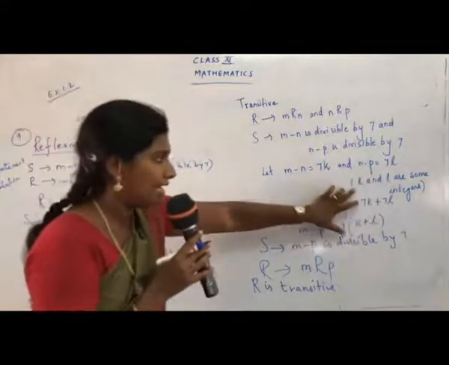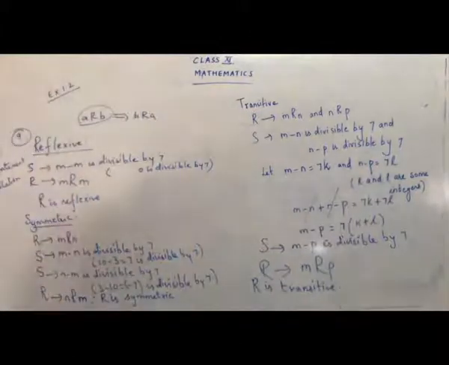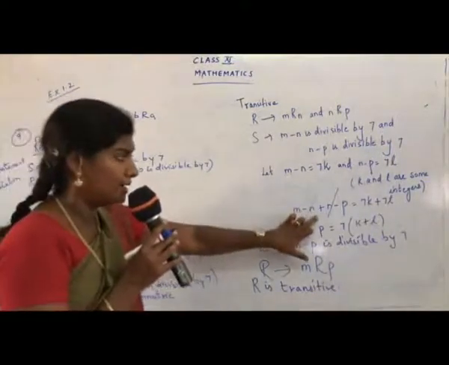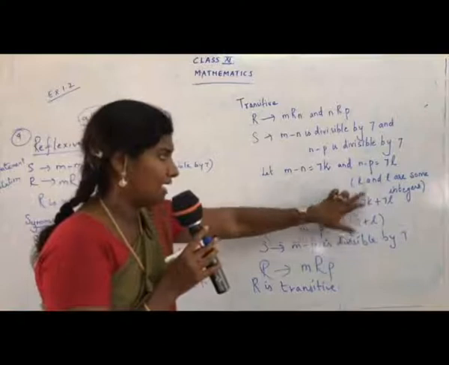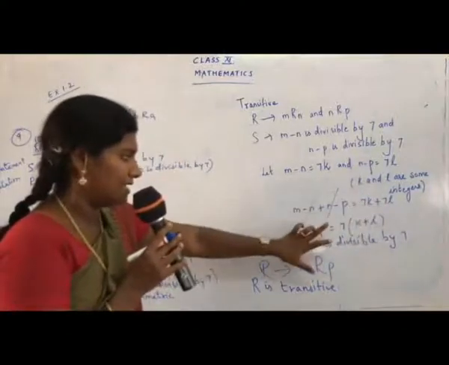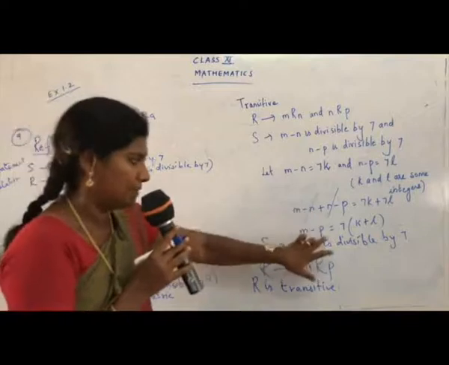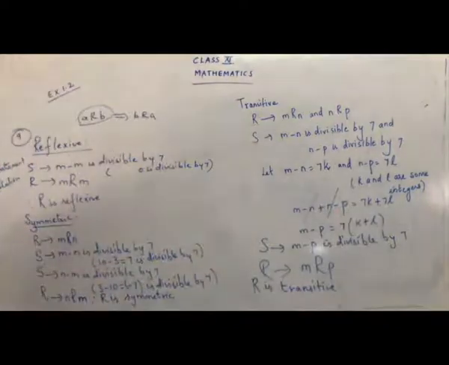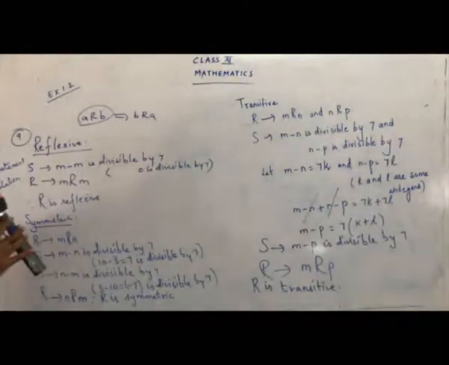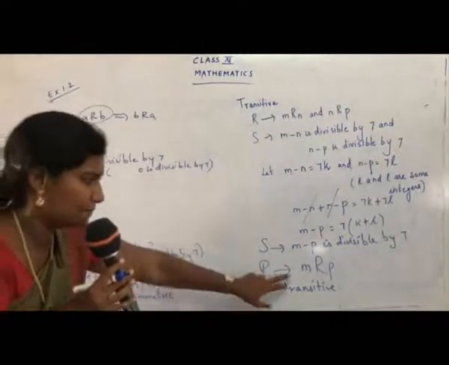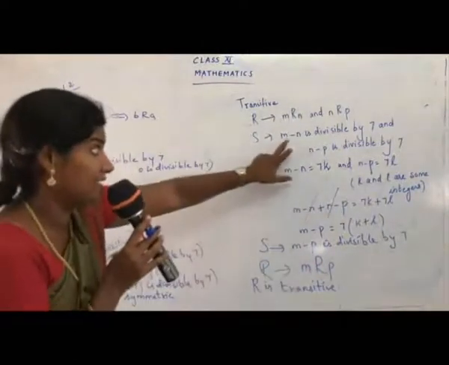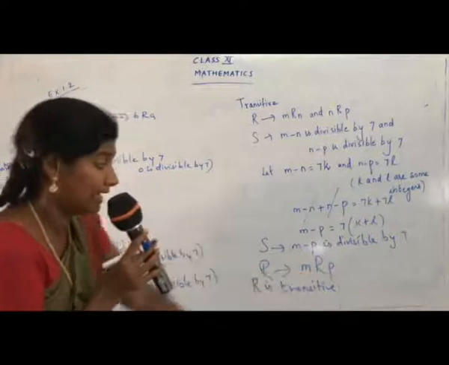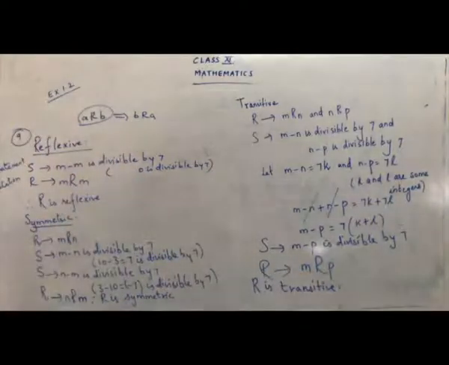What is k and l here? k and l are some integers. Add the LHS part and the RHS part: m minus n plus n minus p is equal to 7k plus 7l. Minus n plus n goes. What is left? m minus p is equal to 7 times k plus l, taken common. So what do you get? m minus p is divisible by 7. So this means m is related to p. See, m minus n divisible by 7 means m related to n, so m minus p divisible by 7 means m related to p. So you say R is transitive.